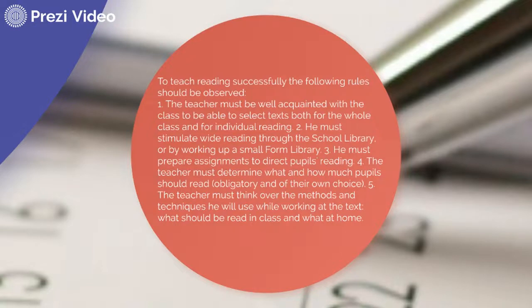The fourth, the teacher must determine what and how much pupils should read, obligatory and of their own choice. The fifth, the teacher must think over the methods and techniques he will use while working at the text. What should be read in class and what at home.